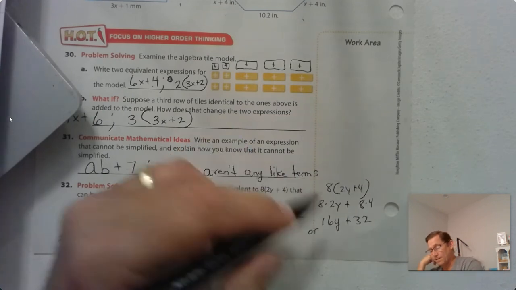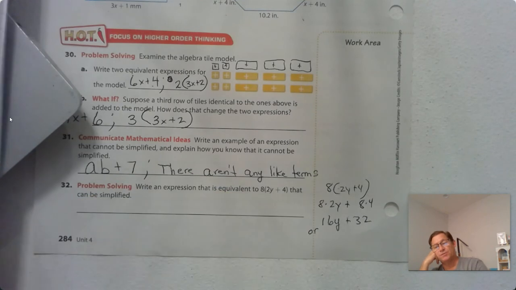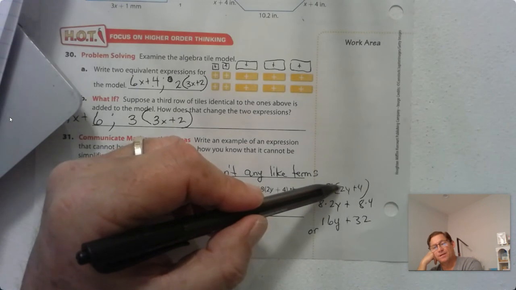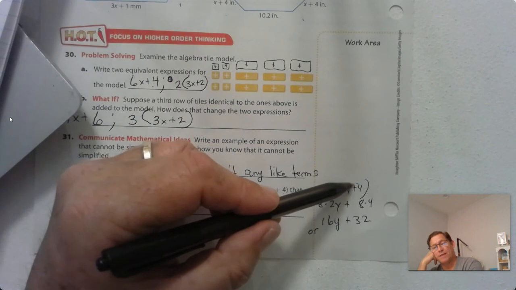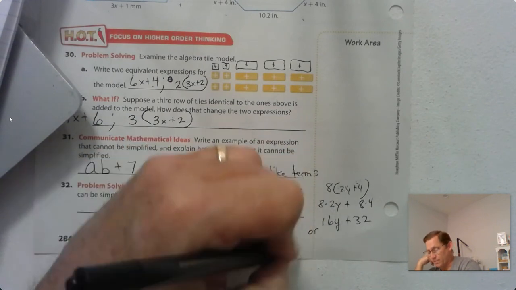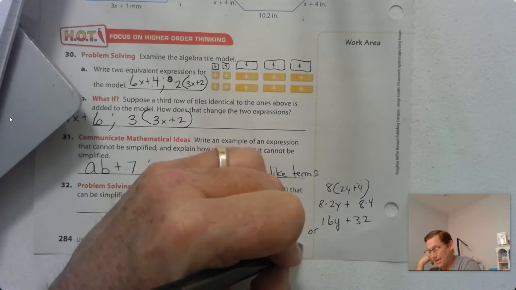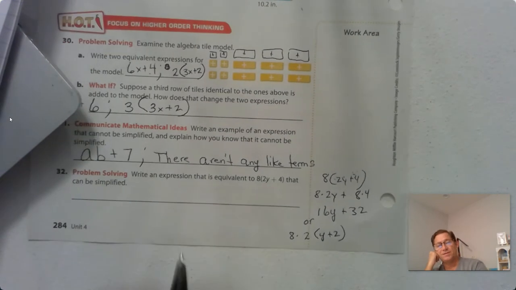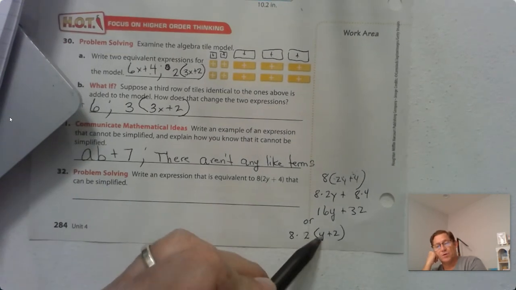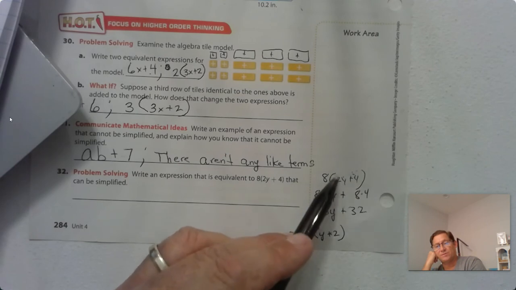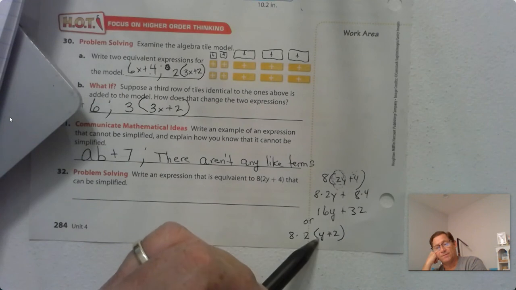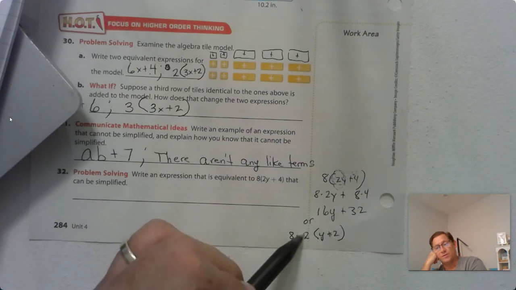Or what would be in common to 2y and 4? I could take a 2, right? So 2y plus 4 is the same as 2 times y plus 2. So we could rewrite this as 8 times 2 times y plus 2. All right, so what did I do? 2y plus 2 times 2 is 4. So all I did was I took out a common multiple, 2. Okay, so 2 divided by 2 is 1, which gives us y, and 4 divided by 2 is 2. So we took that out.